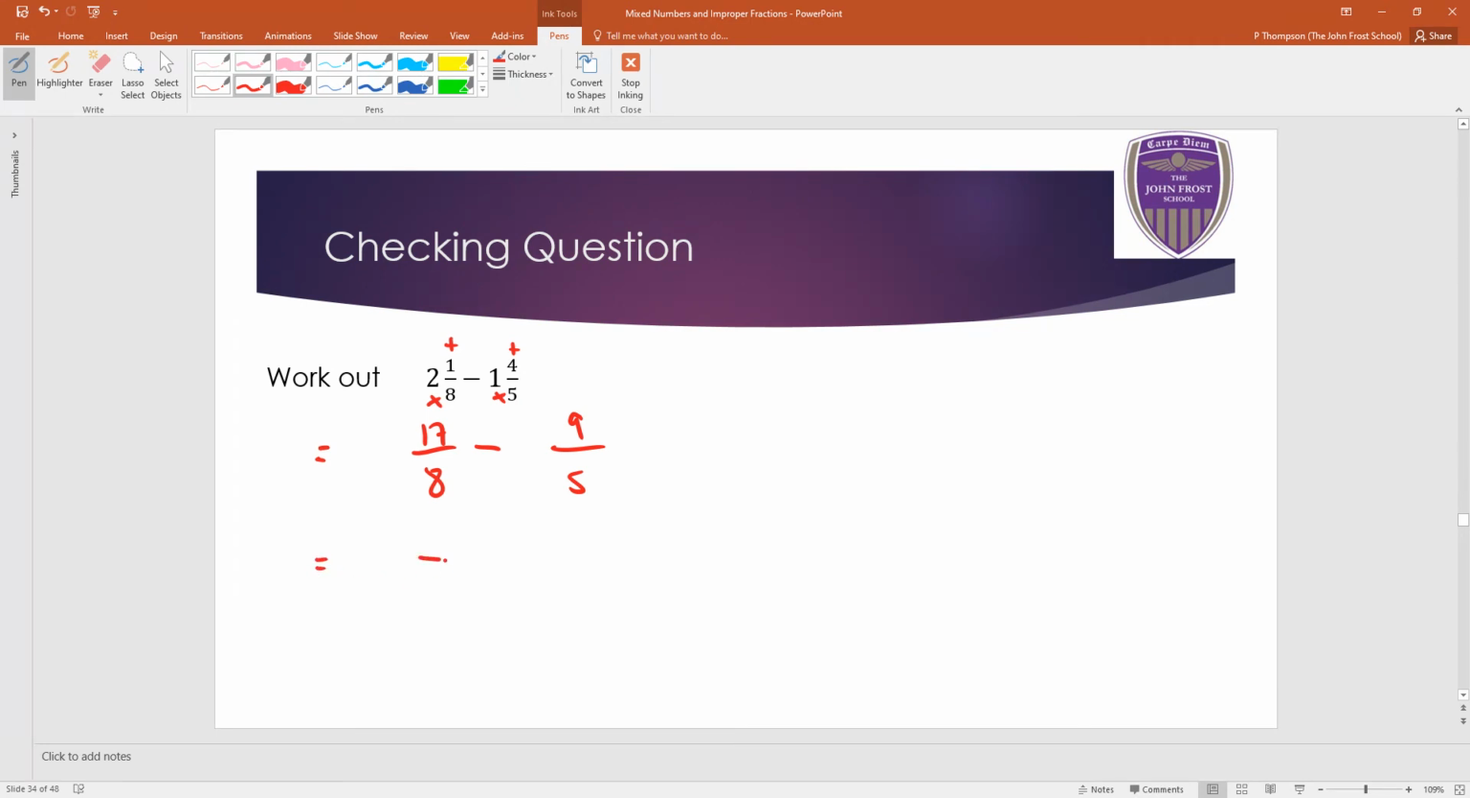This time, what do 8 and 5 both go into? Well, the smallest number in both those times tables is 40. So 8 times 5 is 40, 17 times 5 is 85. 5 times 8 is 40, 9 times 8 is 72. This time, don't forget to subtract the numerators. That is 13.